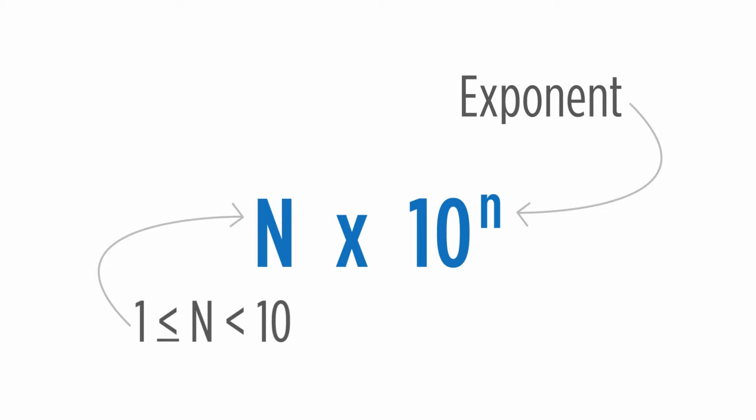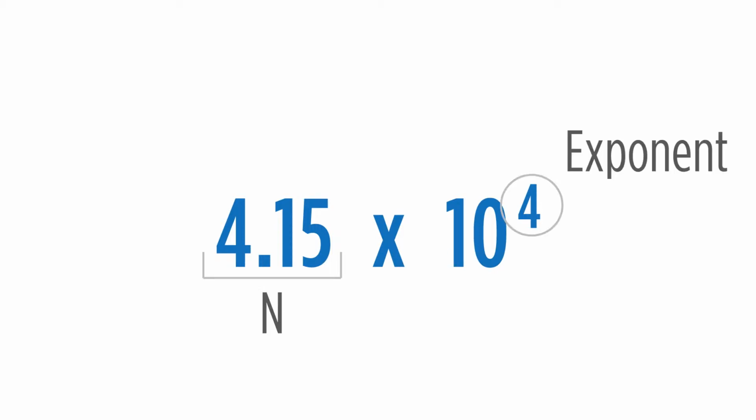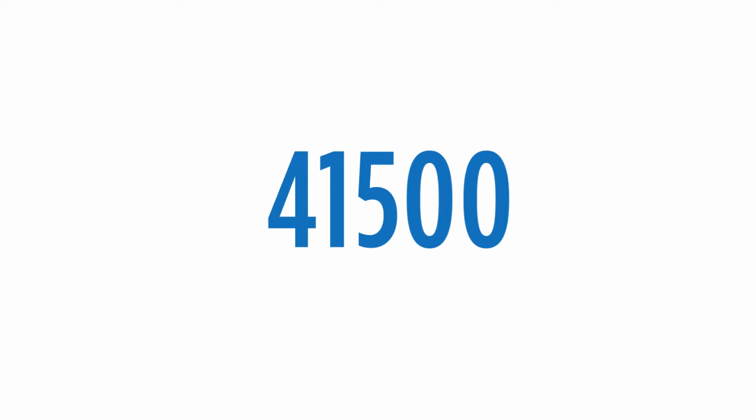If we look at a number like 4.15 times 10 to the fourth, that's in scientific notation. Our N is 4.15, and our exponent is 4. Now we can express this as a normal number by starting with 4.15 and then considering the fourth exponent. We can move 4 positions, put the decimal place, fill in zeros, and we have that value.